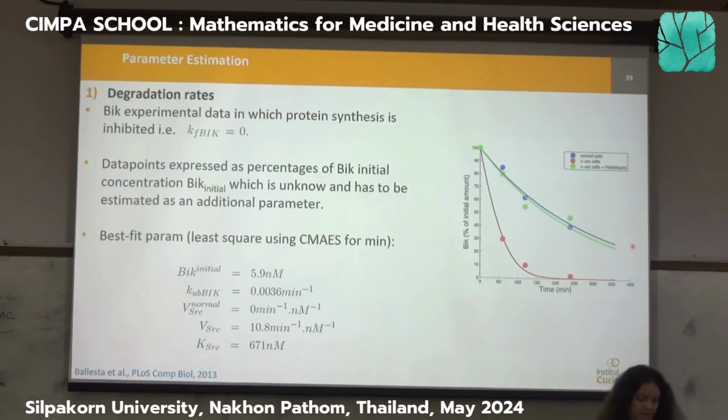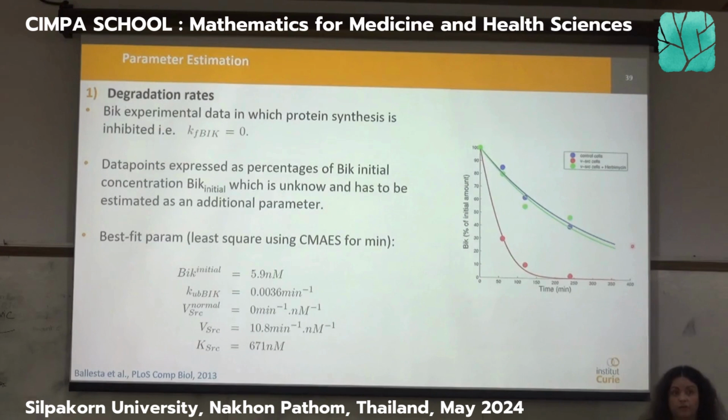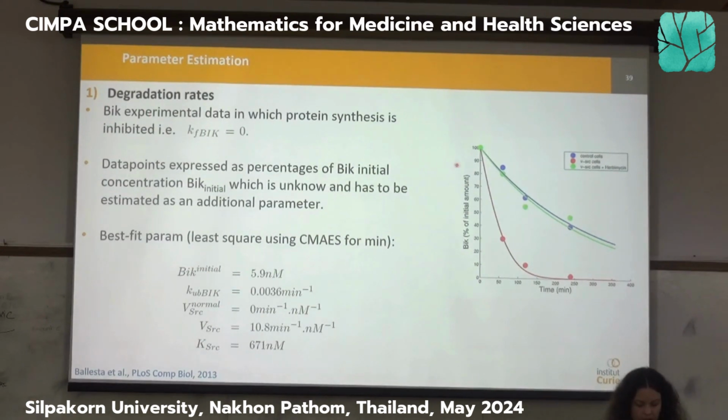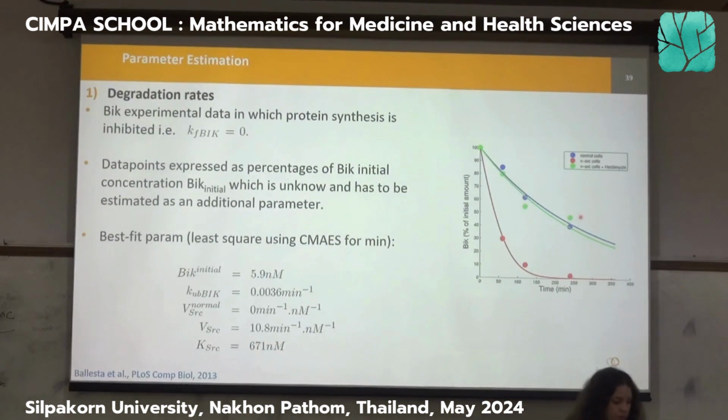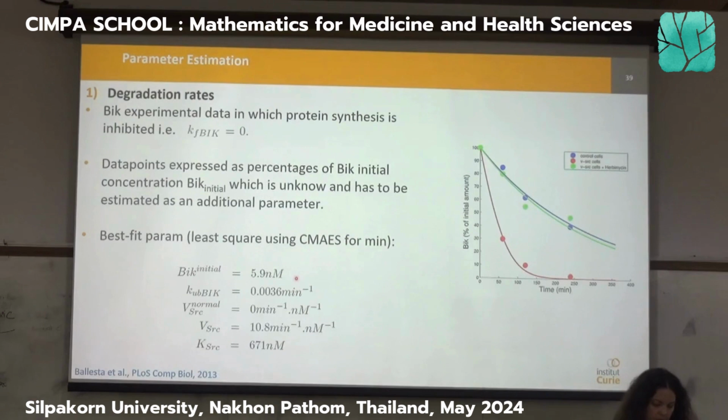As you can see already from the data, the degradation of peak is much faster in the cancer cells. The curve here clearly goes faster to 0 as compared to the normal cells. So we have done the parameter estimation using only those data points. We have done least squares with CMA-ES, exactly what I explained earlier. And what we found was the following. The initial amount of peak was estimated to be 5.9 nanomolar.